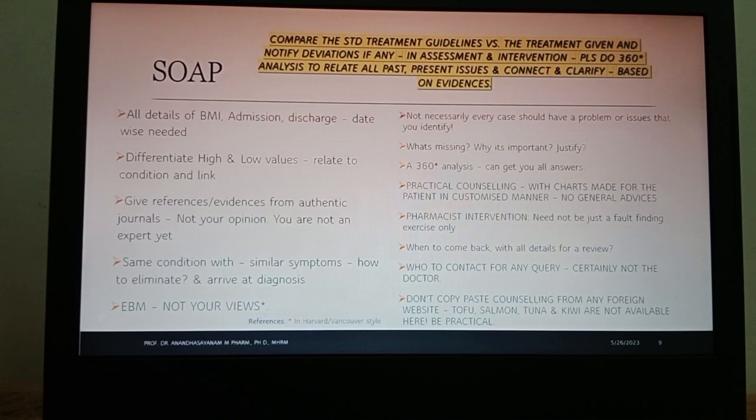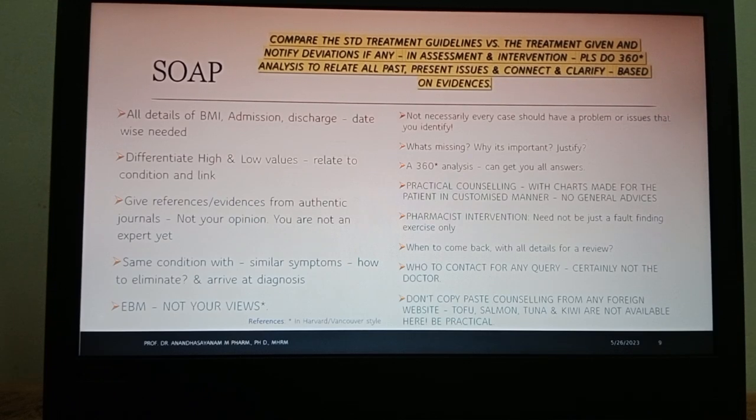Right, now we come on to the SOAP part of it, which is the first point in your entire clerkship or internship presentation. Even from the second years or third years, we will have to be conversant with SOAP. Now, as I said, in SOAP, please compare the standard treatment guidelines versus the treatment given and notify the deviations, if any, in the assessment and in the intervention. Please do a 360-degree analysis to relate all the past and present issues and connect and clarify based on evidence.